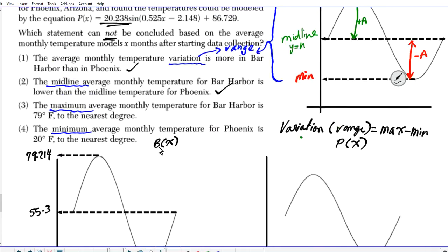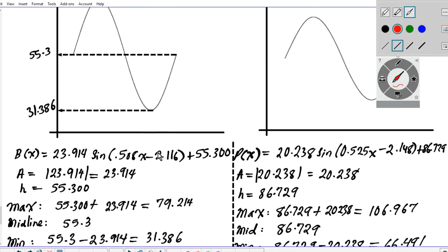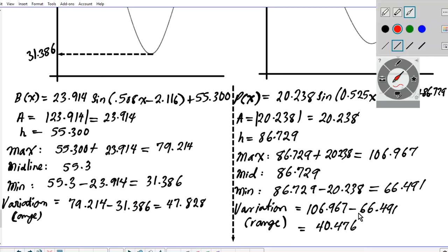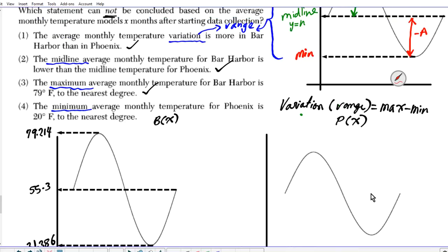That is correct. So the answer should be option 4, or else something is wrong somewhere. So it says minimum of p of x is 20 degrees Fahrenheit when you round it up. Minimum of p of x, oh no, it's 66 when you round it up. So the one that's not correct is option 4. So that is the answer for question number 15.